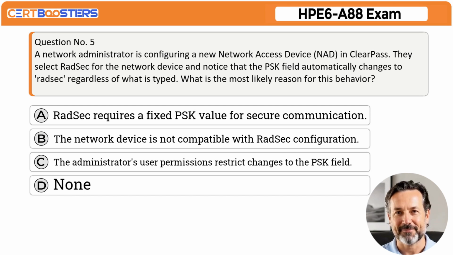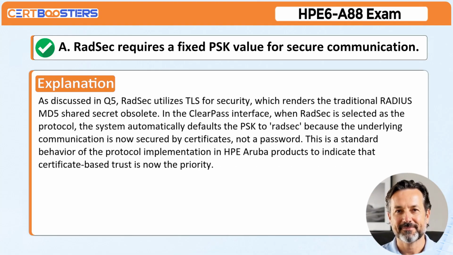Question number 5. A network administrator is configuring a new network access device, NAD, in ClearPass. They select RADSEC for the network device and notice that the PSK field automatically changes to RADSEC, regardless of what is typed. What is the most likely reason for this behavior? A. RADSEC requires a fixed PSK value for secure communication. B. The network device is not compatible with RADSEC configuration. C. The administrator's user permissions restrict changes to the PSK field. D. None. Correct answer. A.